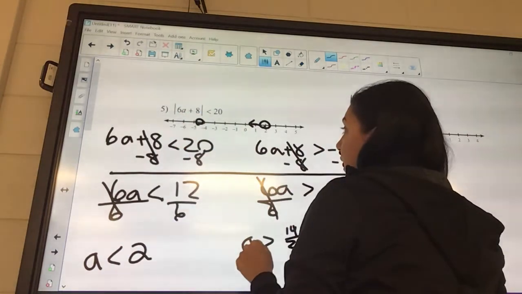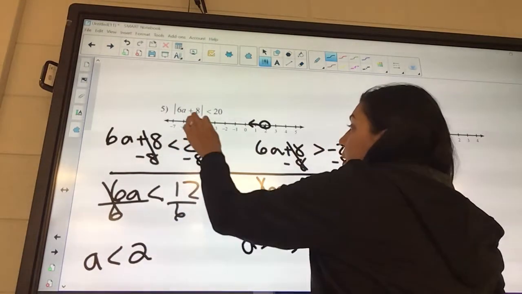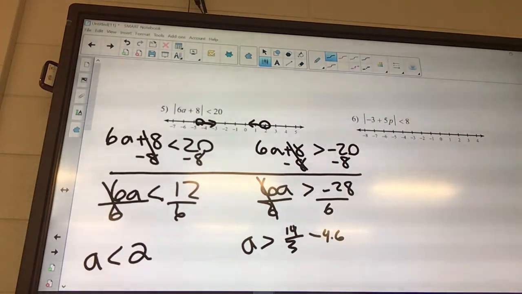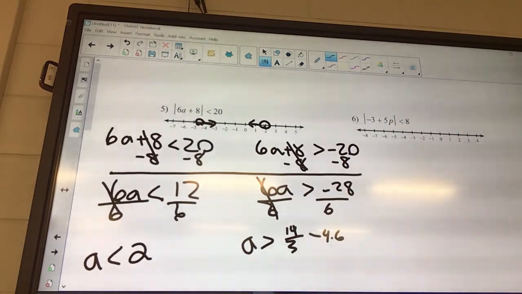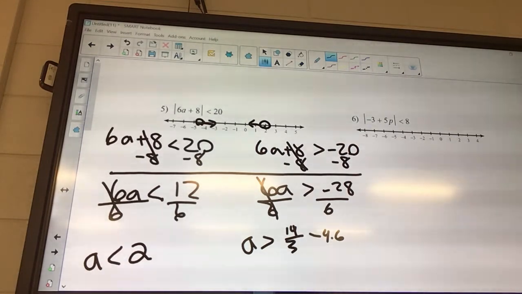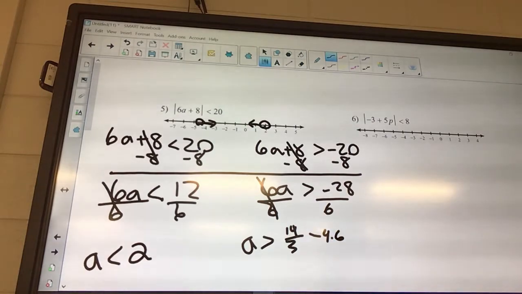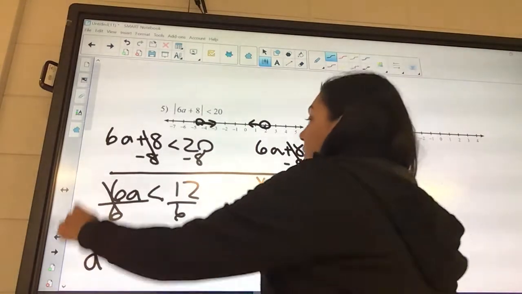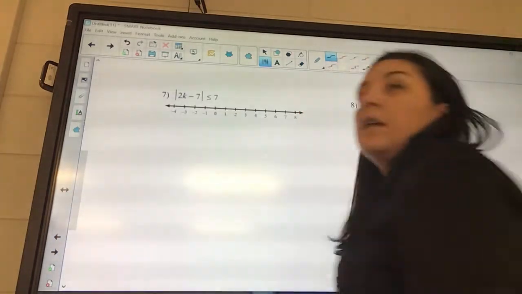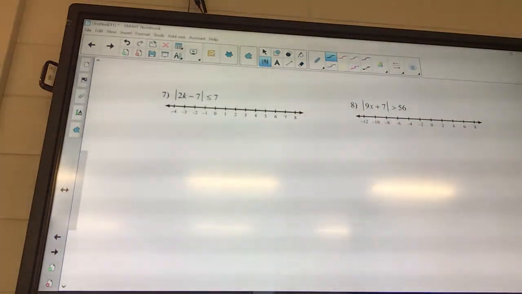Okay, and this says A is what? Greater than, so is it going to be an and or an or? And. It's going to be an and then. This is like the third problem I've messed up. Because 14 over 3, on the calculator.